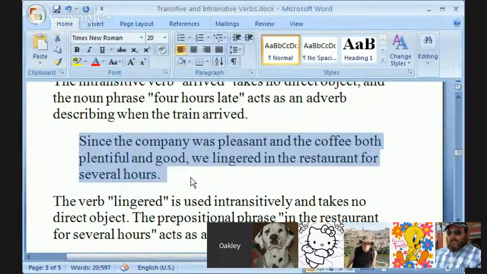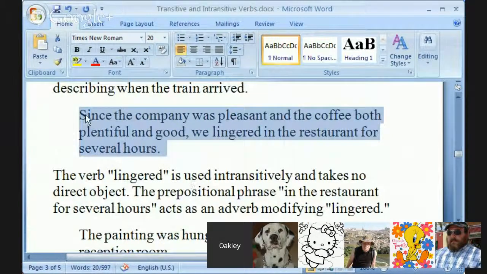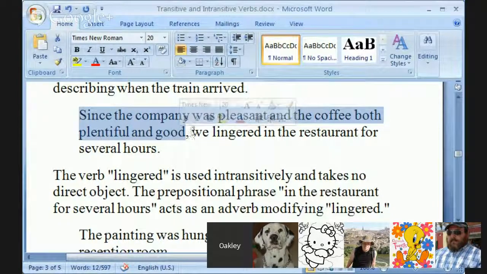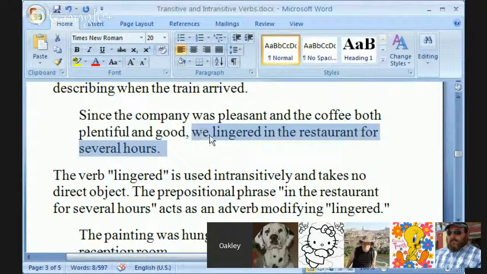I don't even like this sentence. Okay. Since the company was pleasant and the coffee both plentiful and good, we lingered in the restaurant for several hours. See, this is also a weird sentence. We have a subordinate clause here, and then our independent clause, we, subject noun, lingered, and then it's followed by, which frequently happens in English, in the restaurant, a prepositional phrase of place, and then another prepositional phrase of time. This is very normal.